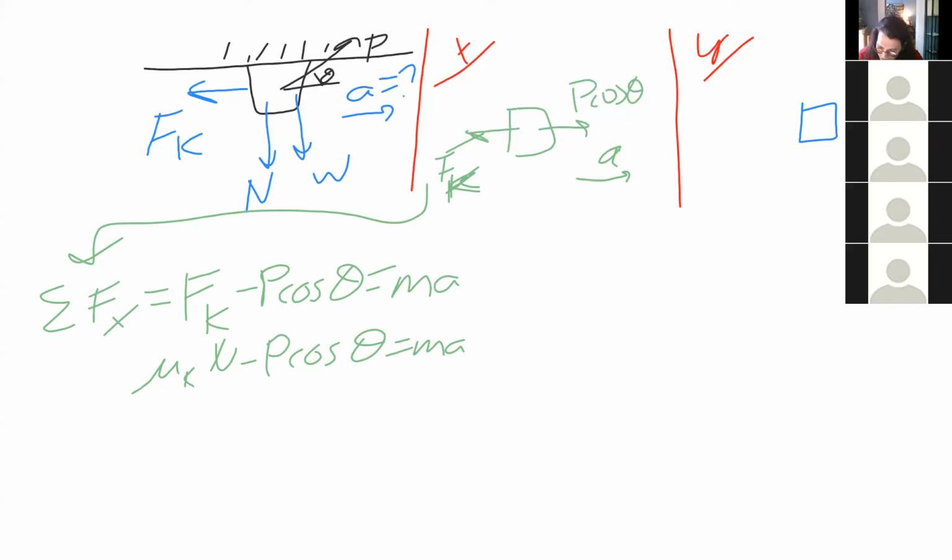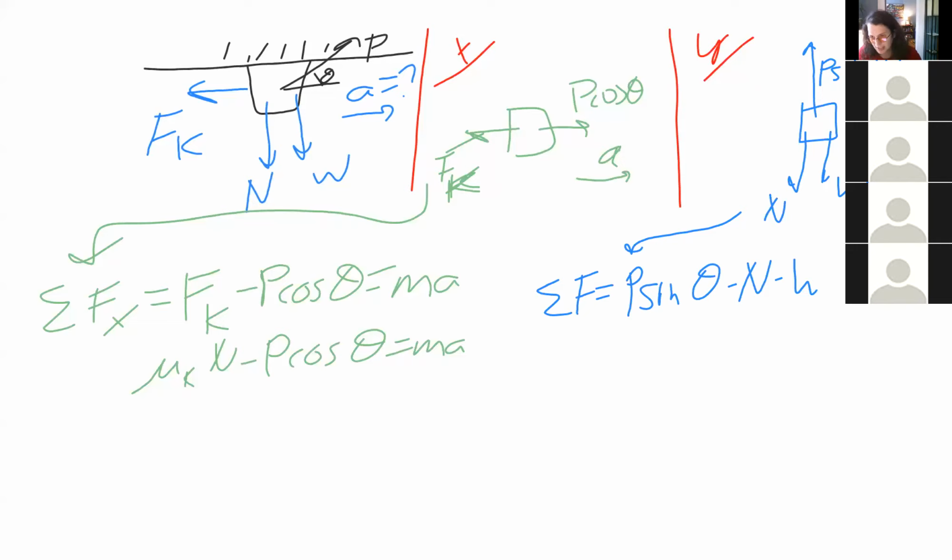The forces in our y direction. Upward, we have the other component of the applied force, P sine of theta. Downward, we have our normal force and we have our weight. Sum the forces in the y direction now. We have P sine theta minus the normal force minus the weight, because they're both downward. No acceleration in the y direction. We're accelerating only to the right. So that will be equal to 0.